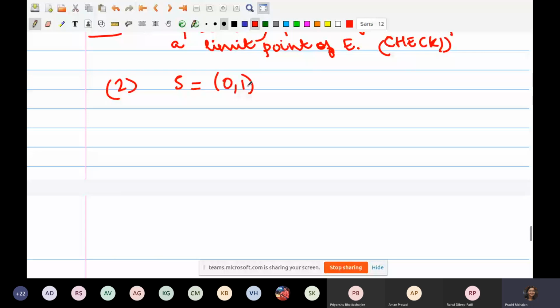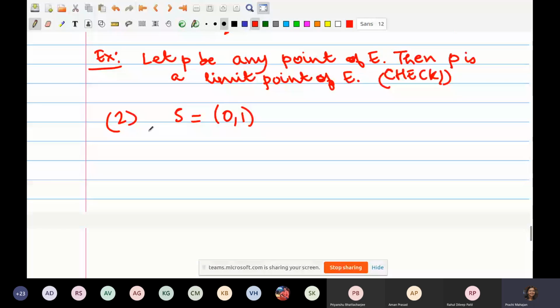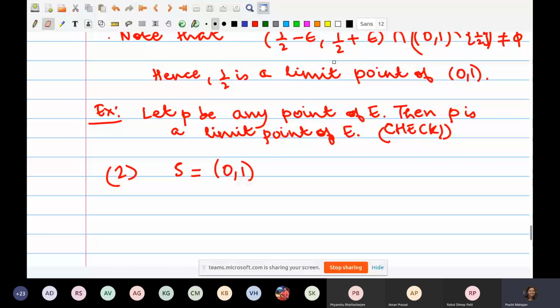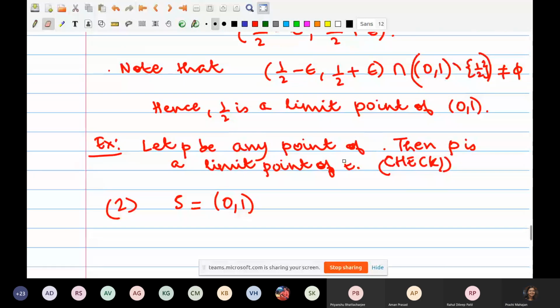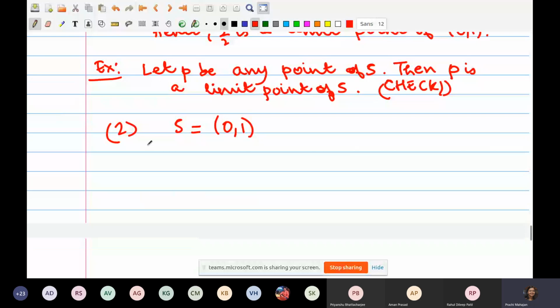I am considering the set S. Assuming that you have done the little exercise that I mentioned above, there's no E here, this is all S. There's only S. Every point of the open interval (0, 1) is a limit point of the open interval (0, 1).